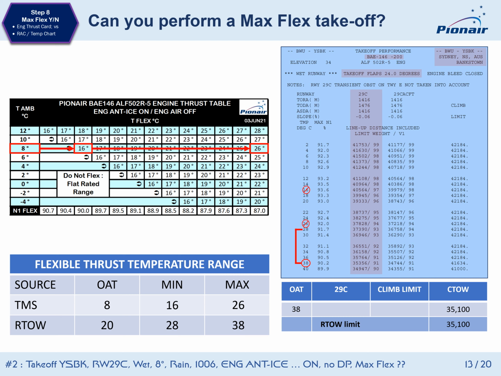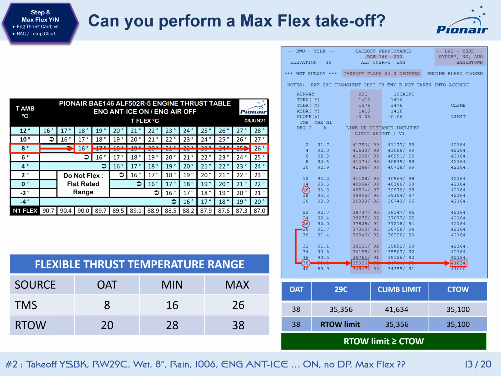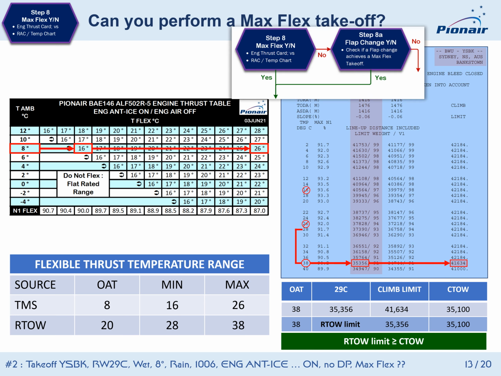And so using 26 plus 12 equals a 38 degree max flex temperature, let's see if we can use maximum flex and get off our runway. So starting at our 38 degree line, we head across to the right and once again look at the two limiting numbers, the runway RTOW limit and the climb limit. We can see that at 38 degrees of flex, our most limiting weight of 35,356 is greater than our CTOW of 35.1 tonnes. So the answer is yes, we can use maximum flex.